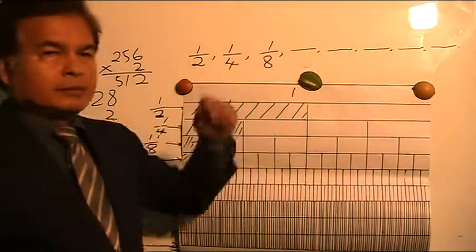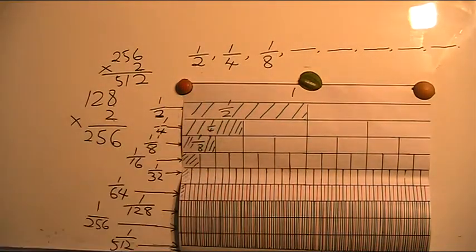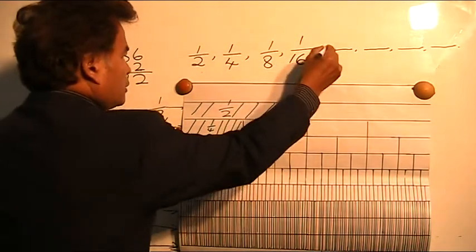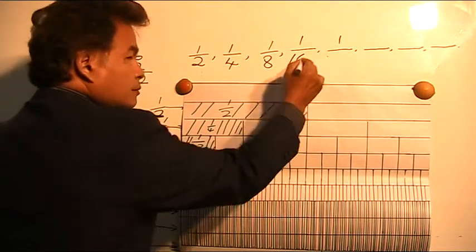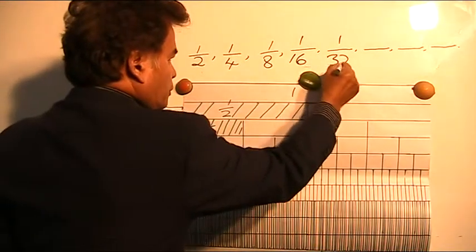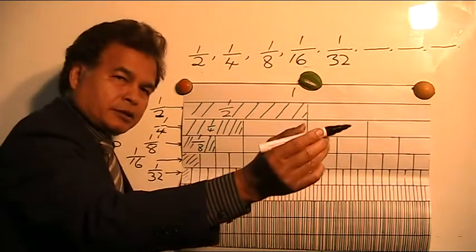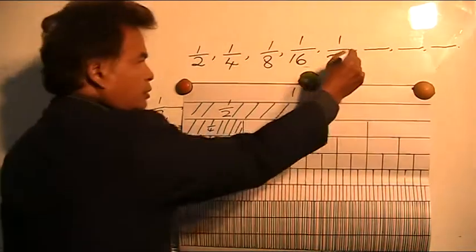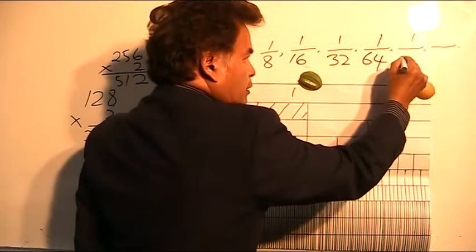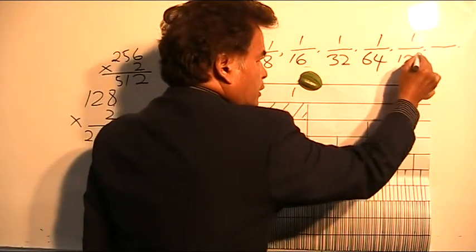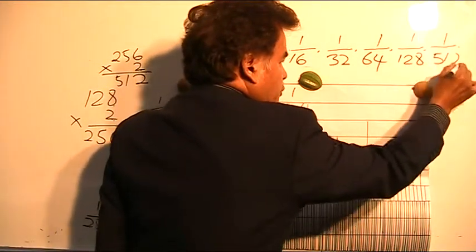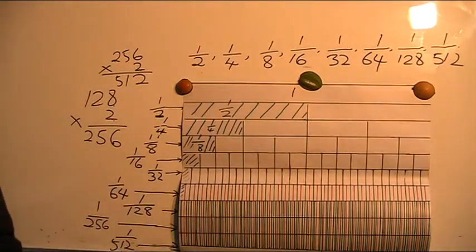So here, just fill up. You get 1 over 16. 1 over what? Louder. 1 over 32. Next. 1 over 64. Next. 1 over 1 2 8. And next. 1 over 5 1 2. Okay.